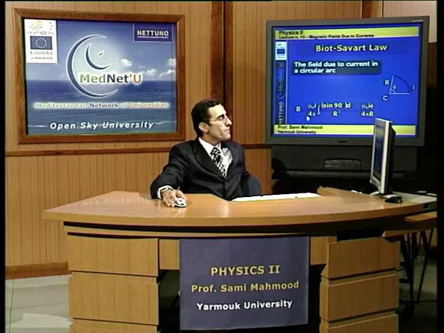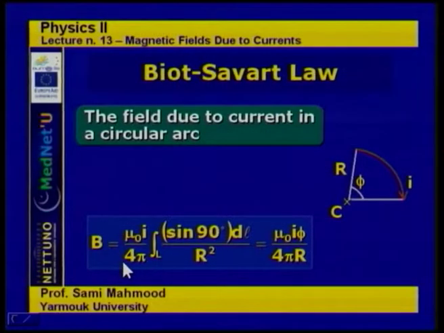And the magnitude of the field is mu naught I over 4 pi times dl cross R. That means dl times R times the sine of the angle between them. And the arc is making an angle of 90 degrees with R, the position vector. It's always 90 degrees. So sine 90 times dl times R over R cube.